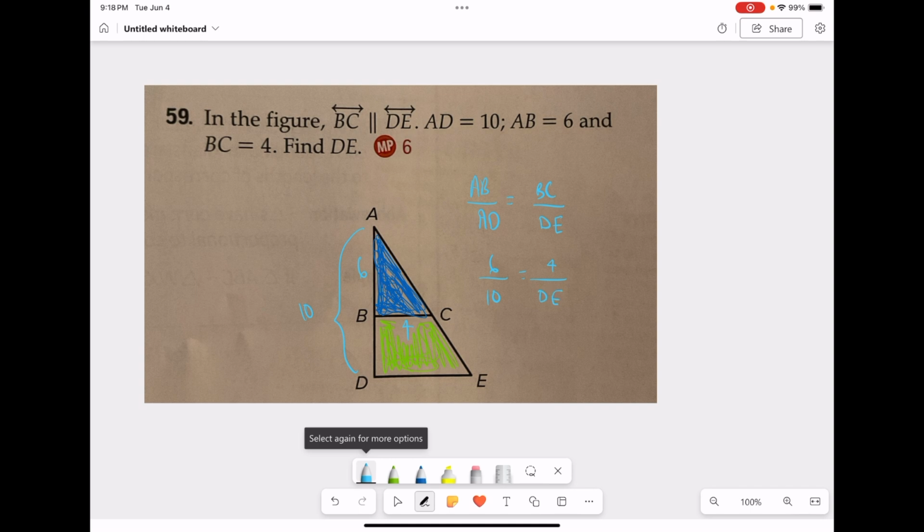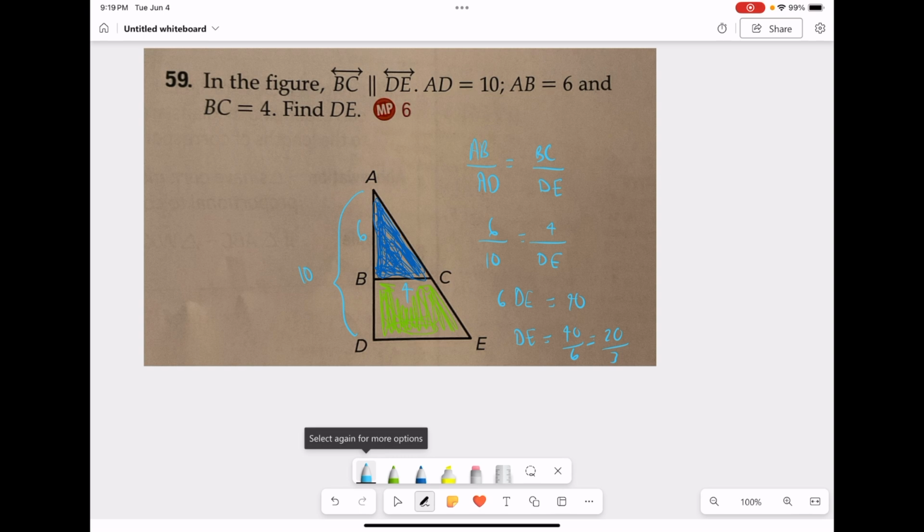But we can cross multiply to get 6DE is equal to 40, and DE is equal to 40 divided by 6, or 20 divided by 3, which I believe is like 6.66667. Let's look at our calculator. 20 divided by 3. So yes, it is 6.6666667, but we're just going to keep it as 20 divided by 3. So DE is 20 divided by 3. So that's how you do that problem.